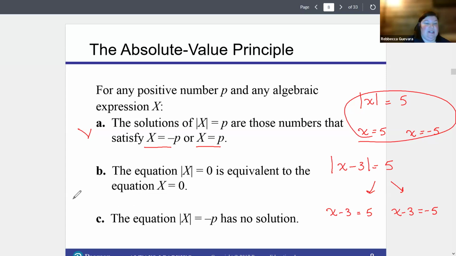We also know that if I have an absolute value of a number and it equals 0, well, the only thing that I can put in for X would have to be 0. So that would extend to, if I had the absolute value of X minus 3 equals 0, then I know that X minus 3 would have to equal 0.